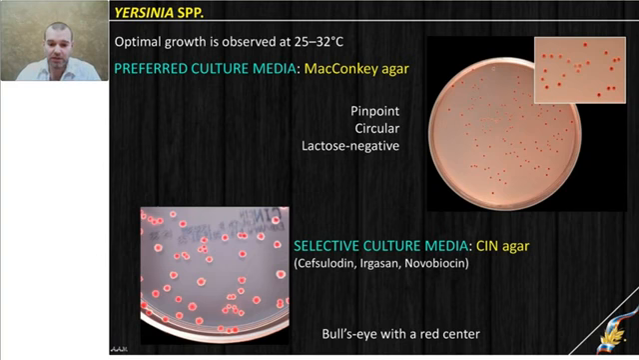The selective culture medium for any Yersinia, including the enteric pathogens, is CIN agar. It inhibits other bacteria, and Yersinia growing on CIN agar will resemble a bull's eye appearance. It is a red center surrounded by a white zone, resembling the eye of an angry bull.